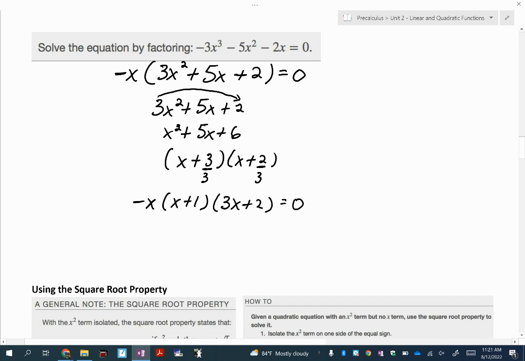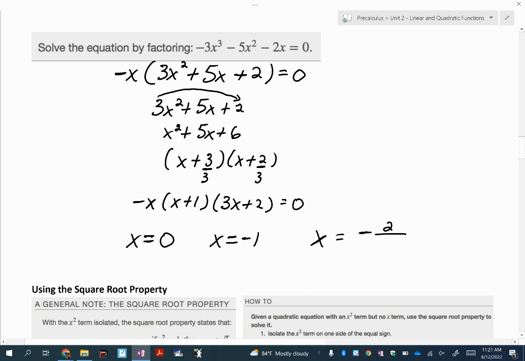Okay, let's see if you can see the pattern here that I kind of showed on the last one. This negative x out front, whenever you have just a variable x, that means 0 is going to make it true, right? 0 times anything is 0. This second one is going to be negative 1, the opposite of positive 1 is negative 1. And this last one is going to be the opposite of 2, right?